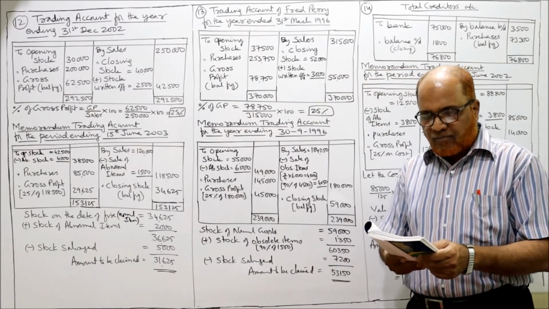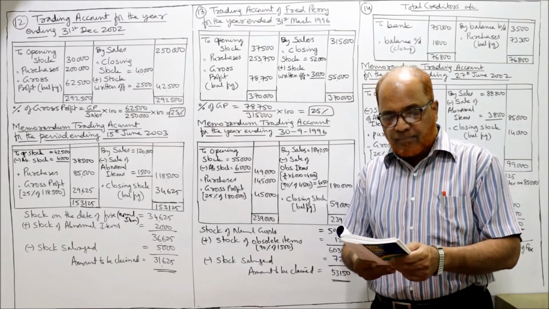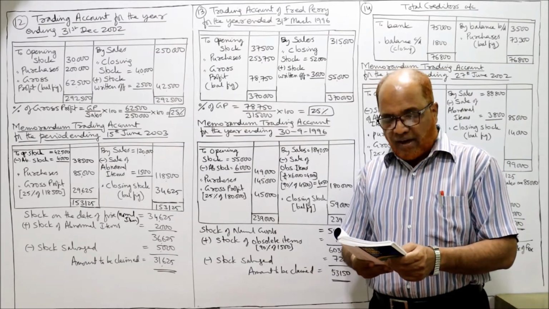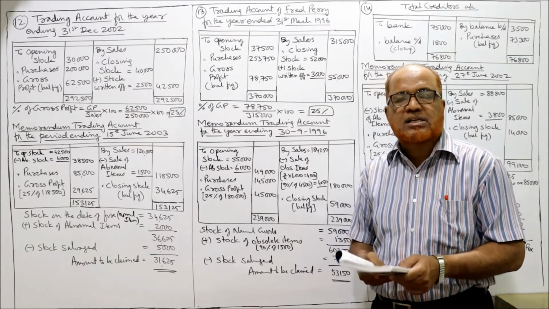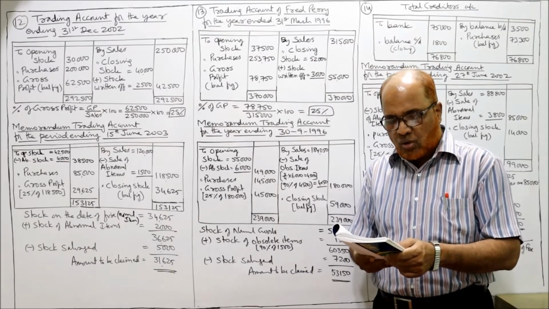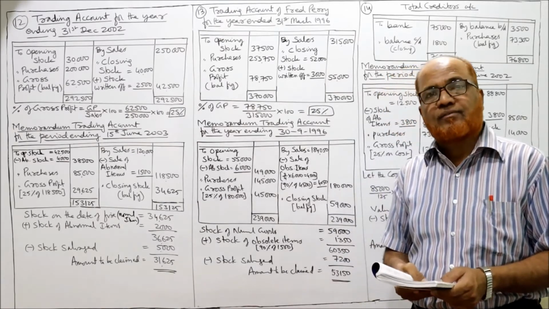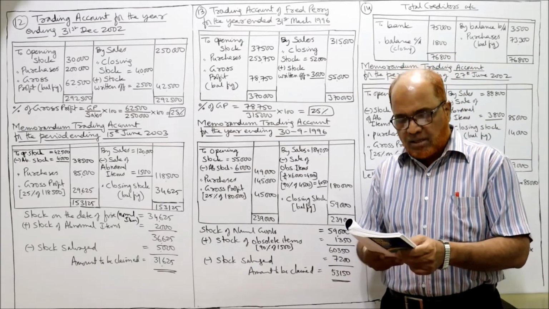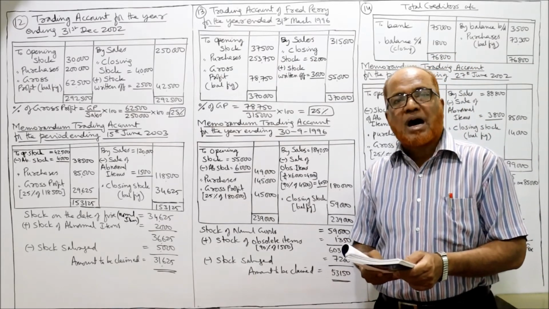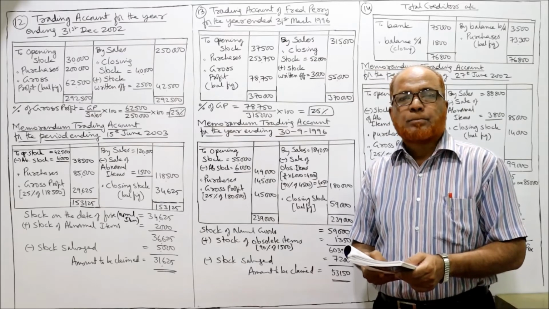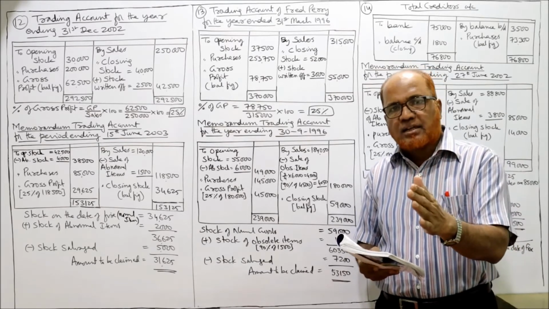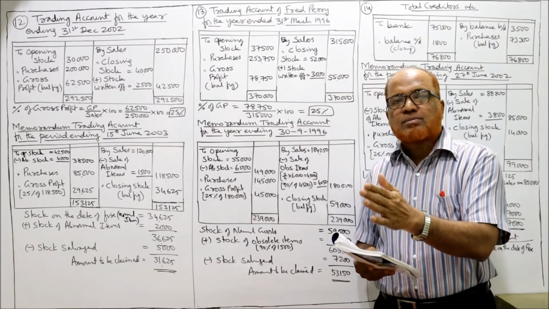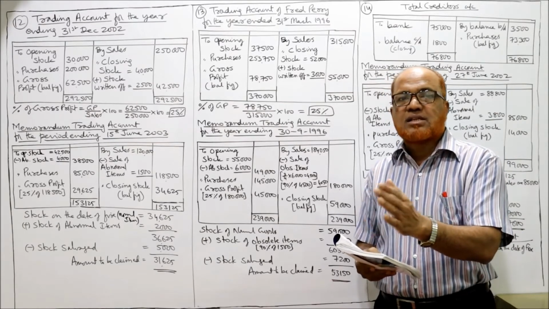Stock at cost on 1/4/1995, last year. Because the fire occurred on 30th September 1996, we are given the stock at cost on 1/4/1995. So this is the last year. Stock at cost on 31st March 1996. So last year's financial year was 1st April 1995 to 31st March 1996. This is the last year.